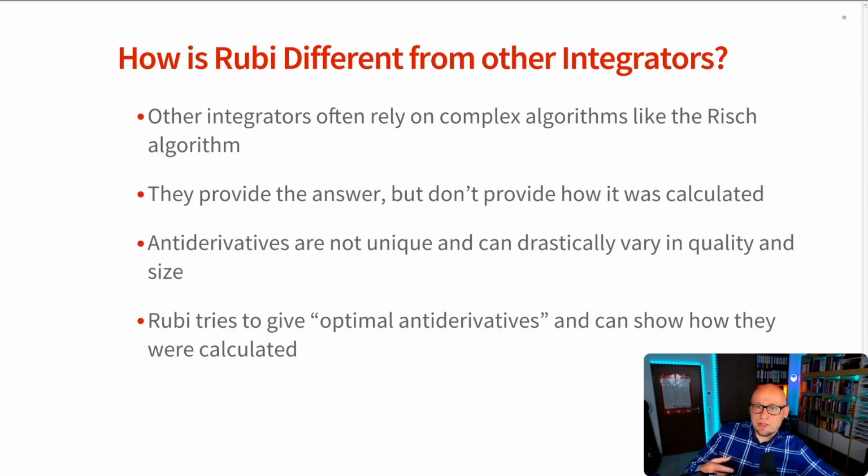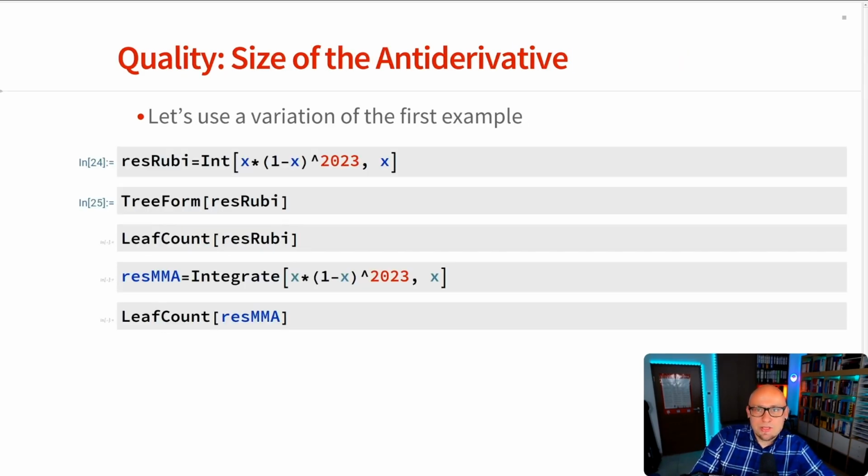But the other thing is the nature of following a rule-based approach, applying rule after rule to get to the antiderivative. It gives you a way to see how it was calculated, what transformations were used, and how you could repeat it on paper. Let me try to demonstrate what I mean by size of the antiderivative.